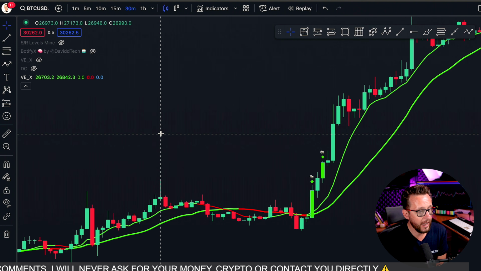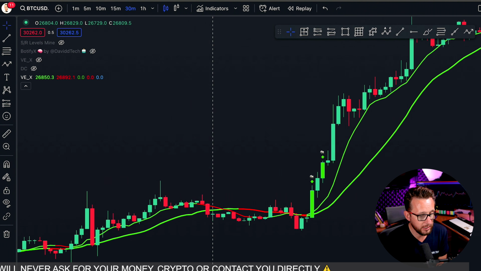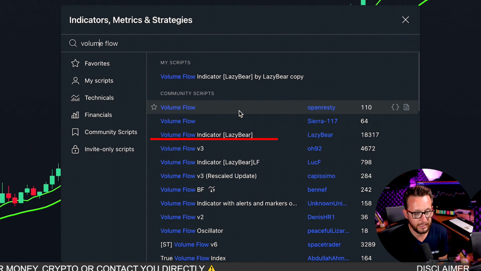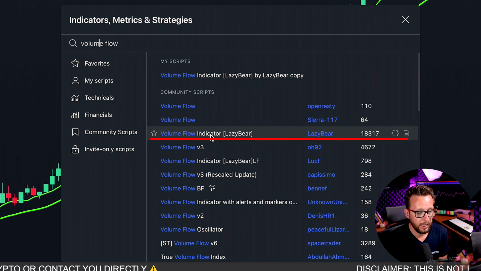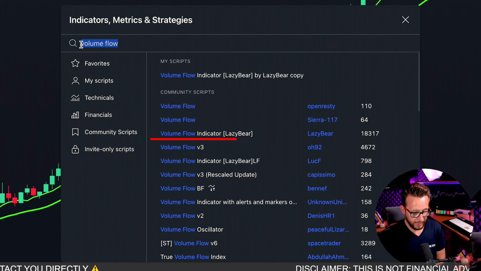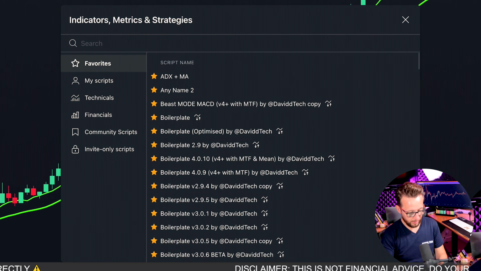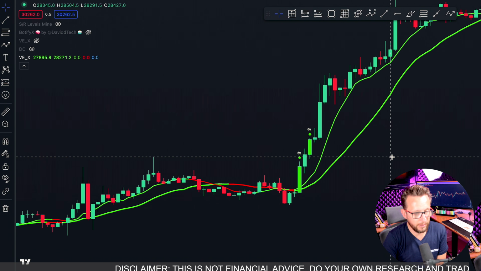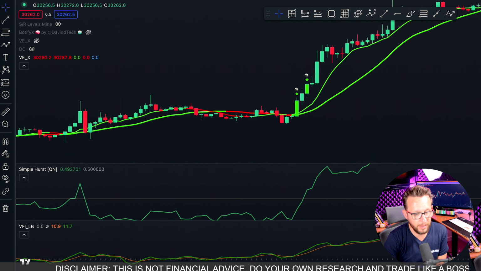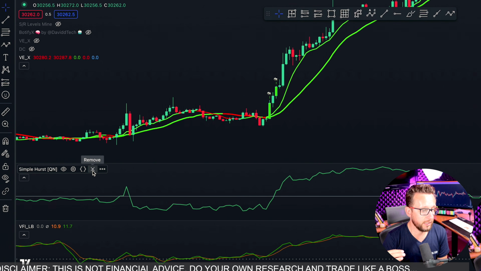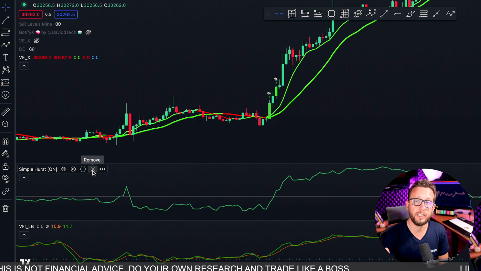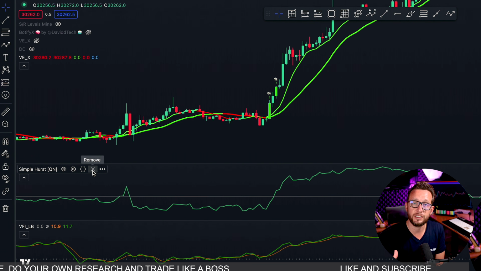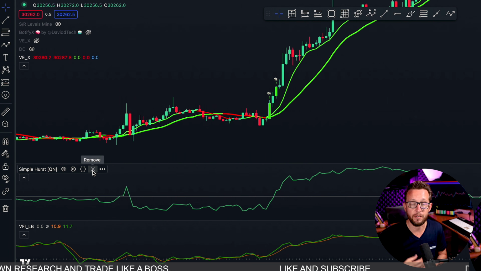We're also going to be adding another couple of indicators. We're going to be adding the volume flow by Lazy Bear, which is this one here. And our final indicator that we're going to be adding today is going to be the Hurst exponent, which is by Quant Nomad just there. Now, if I double click on the chart, we have all of them here for us to see. The simple Hurst is a very, very good indicator for us to detect whether the market is trending, whether it is in consolidation or inside of a random walk.